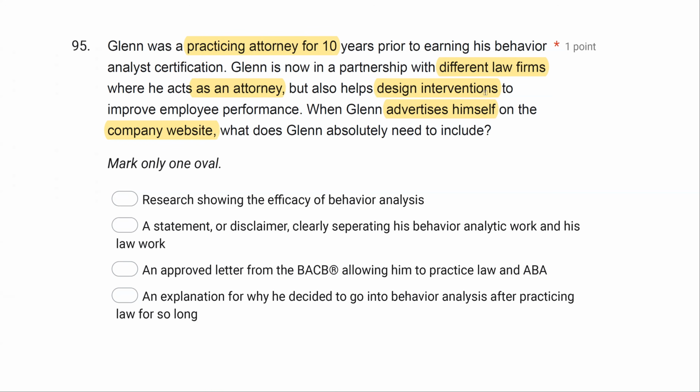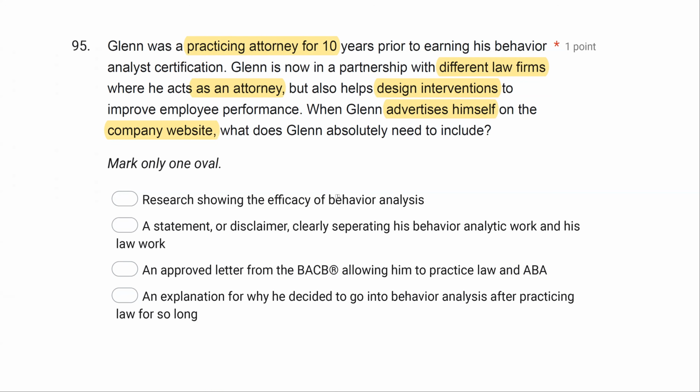And the important distinction here is that the two hats, so to speak, the two jobs, are separate. What the BACB wants is that we distinguish behavior analytic practice from our law job, from our accounting job, from our yoga job. They don't want things commingled, right? Because remember our dimensions. We want to be conceptually systematic, technological, all these things. So when Glenn advertises himself on the company website, what does Glenn need to include?